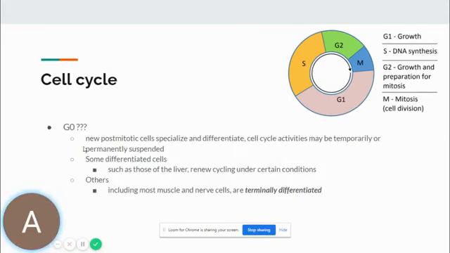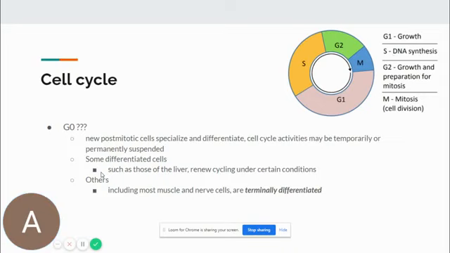And in some cells, there's also what we call a G0. What is a G0? So it's a new post-mitotic cell which specializes and differentiates. So I'm sure you will discuss this in some other topic, but remember that, di ba, you have stem cells, then you have progenitor cells, and then some cells are actually committed to being specialized and differentiated, and they don't undergo mitosis anymore or temporarily halt their mitotic capability so that they can perform a specialized work.